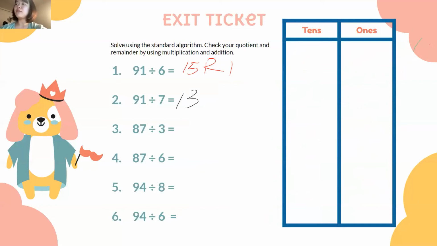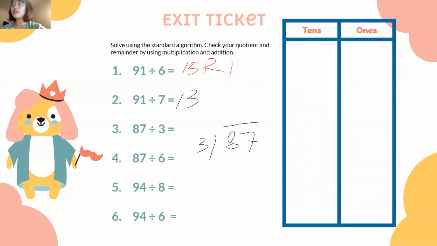Okay, right now for the rest of the question, let's just try to use the standard algorithm instead of putting the dots inside the place value. Let's try to solve them. So 87 divided by 3. So use your mental math. What is the largest number we can use for 8 tenths breaking into 3 groups?